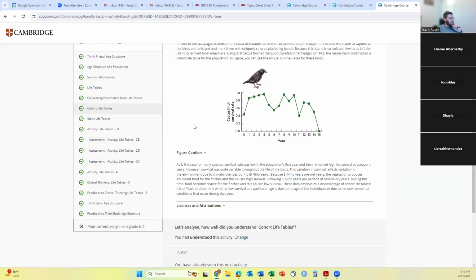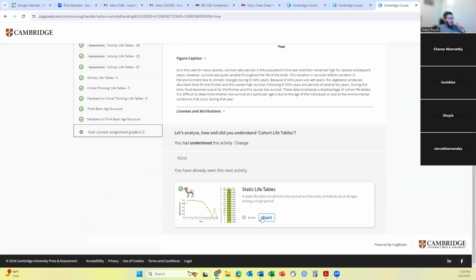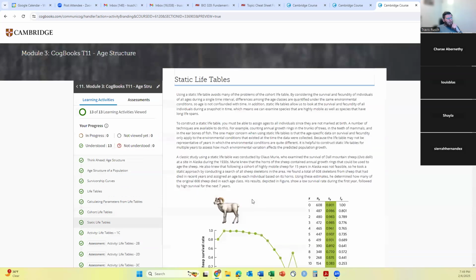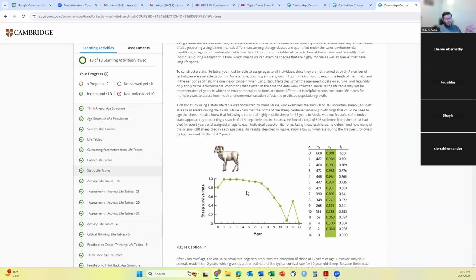Okay, yeah, so that covers cohort tables. And static life tables are a little different, right? So these are more of a snapshot in time, and they incorporate all the organisms of all the different life stages. So the newborns up to their last year, and they look at a snapshot of maybe one growing season or one 15-year period potentially.